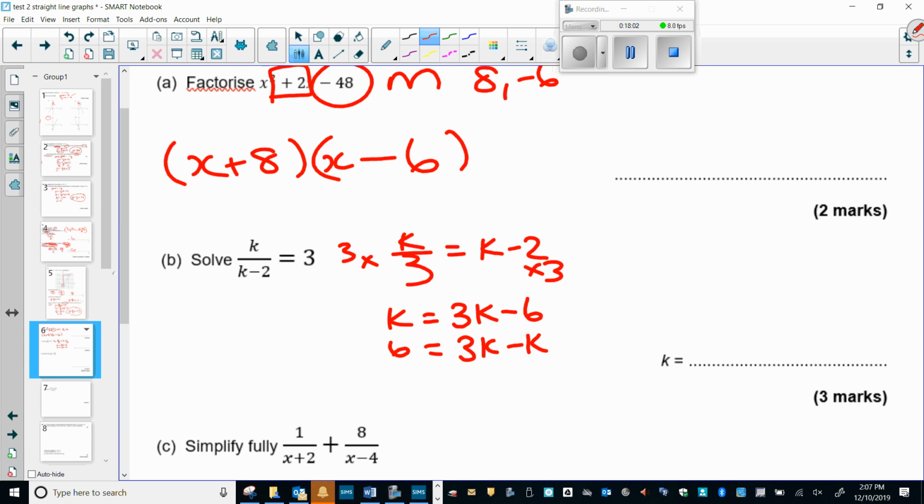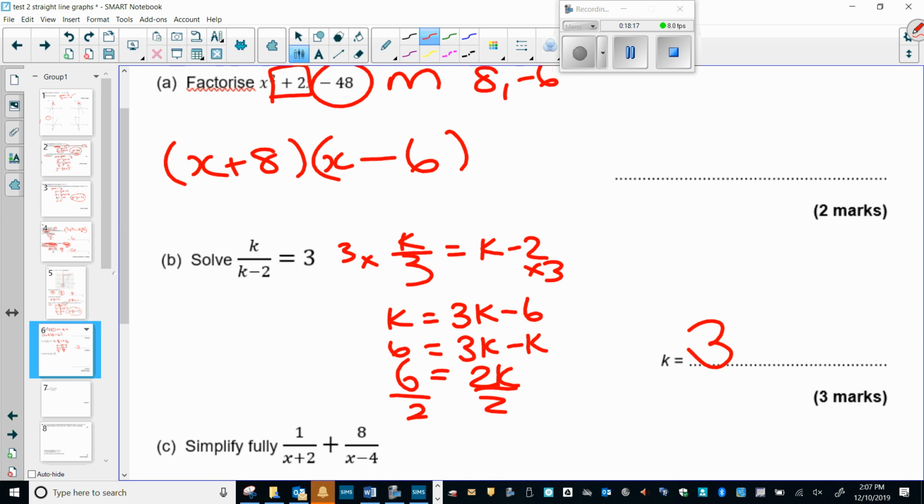Not yet, sweetheart. Look on the board, Ava, look on the board. Sweetheart, this is what you got. So you got 6 equals 3k. Oh, it's going to be 2k is equal to 6. And then you divide by 2 to get just k by itself, which is 3.